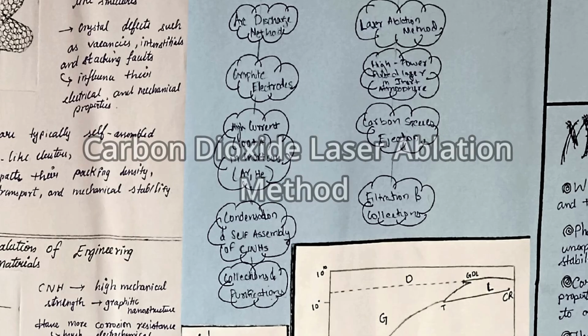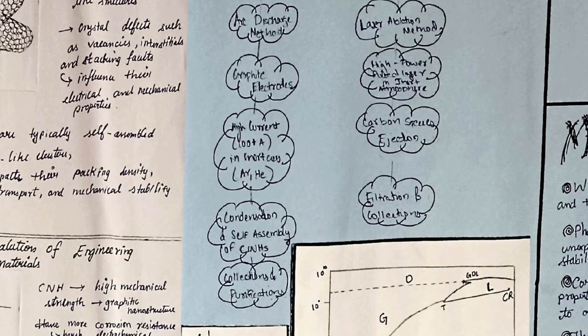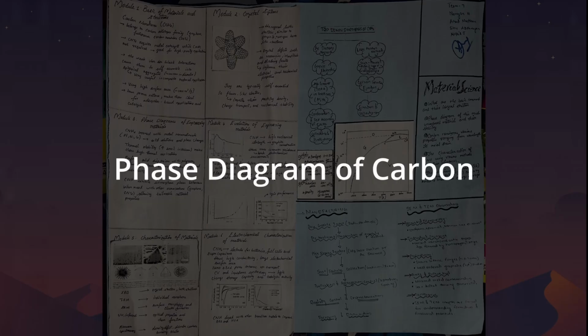The second one, the CO2 laser ablation method. This method employs a high-power CO2 laser whose wavelength is around 10.6 micrometer to ablate a rotating graphite rod in a controlled inert atmosphere at room temperature. The ablated carbon vapor cools rapidly and nucleates to form the nanohorn structure. Like the arc discharge method, this is also a bottom-up approach since the structures are assembled from the carbon atoms in the vapor phase.